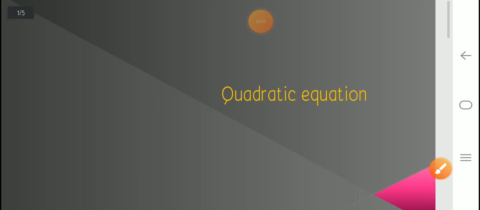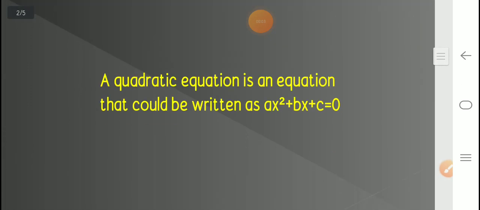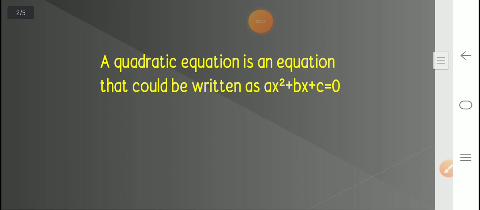Quadratic equation. A quadratic equation is an equation that could be written as ax squared plus bx plus c is equal to 0.